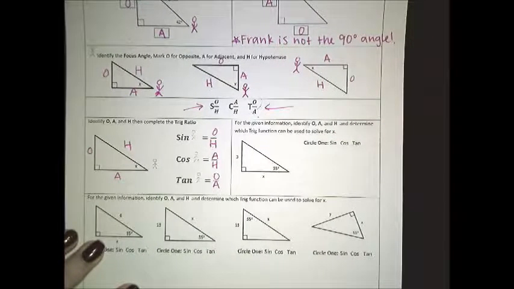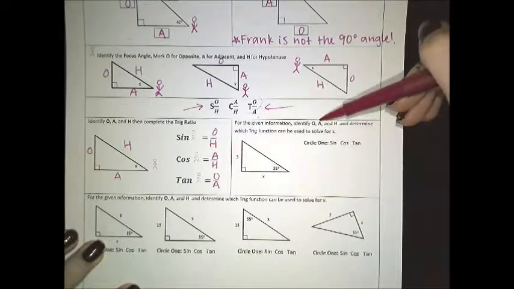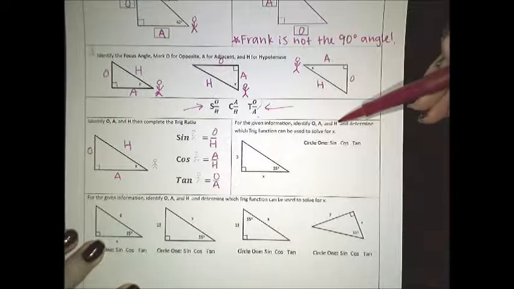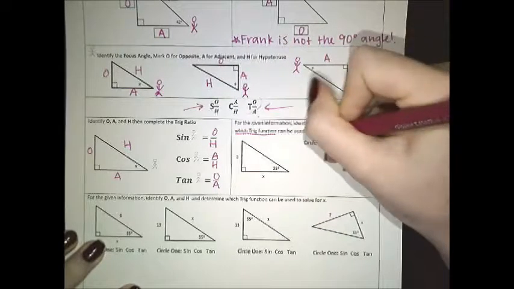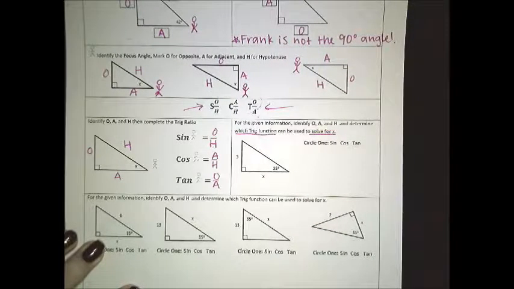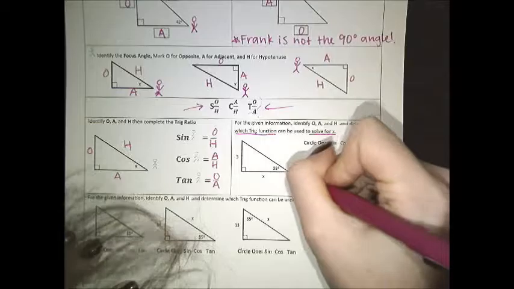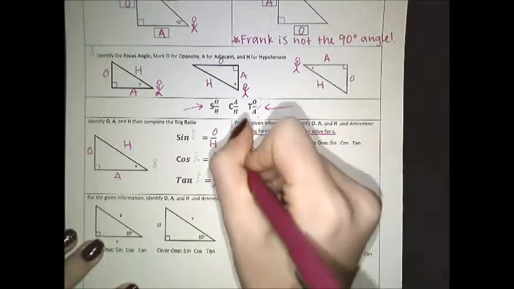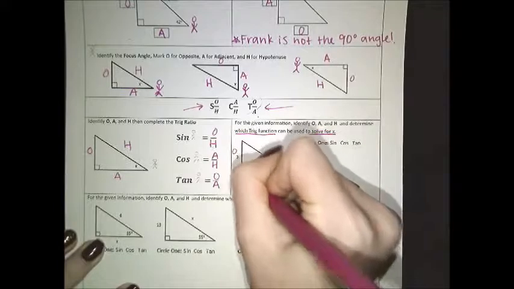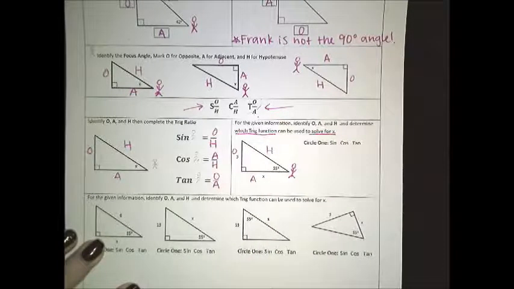Alright, looking at a more specific example here, we want to identify O, A, and H and figure out which trig function can be used to solve for x. Of course we need to solve for x in these problems. It is not just as easy as drawing Focus Frank everywhere, but we are going to do that first. So I draw him in right there, and I label my opposite, adjacent, and hypotenuse sides.